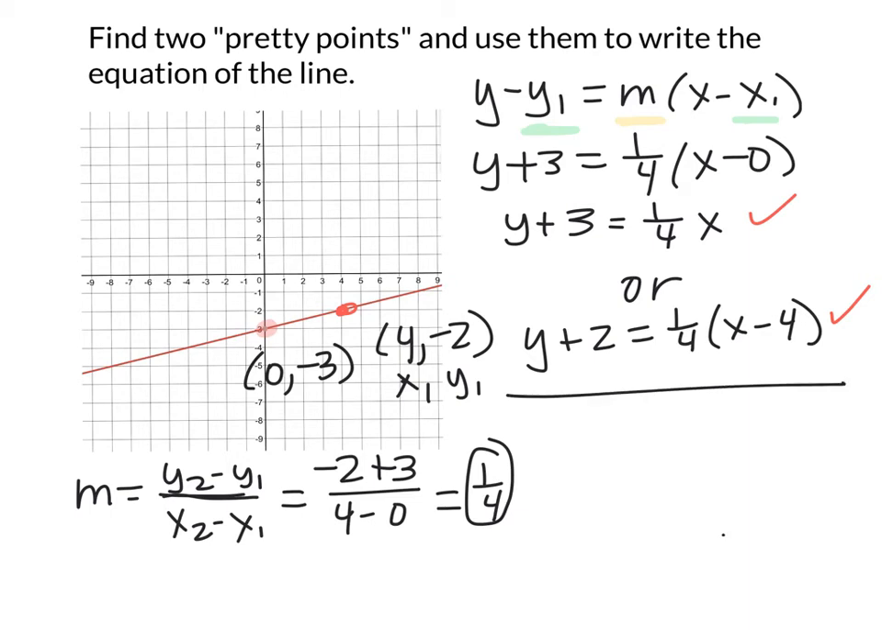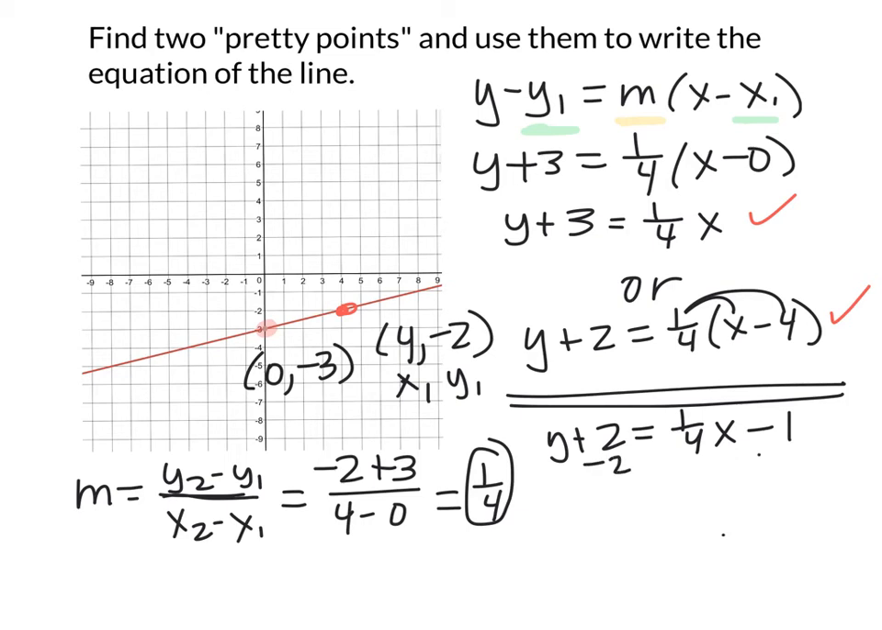But then you were also asked to write it in slope-intercept form. So we can take either one of those equations. How about we just take the second one? We're going to take this one, and let's solve it for y and get it in slope-intercept form. So if I'm going to solve this equation for y, I'm going to start by distributing on the right side, and I'd have y plus 2 is equal to 1/4 x minus 1/4 of 4 is 1, and then I'm just going to subtract 2 from both sides and get y is equal to 1/4 x minus 3.